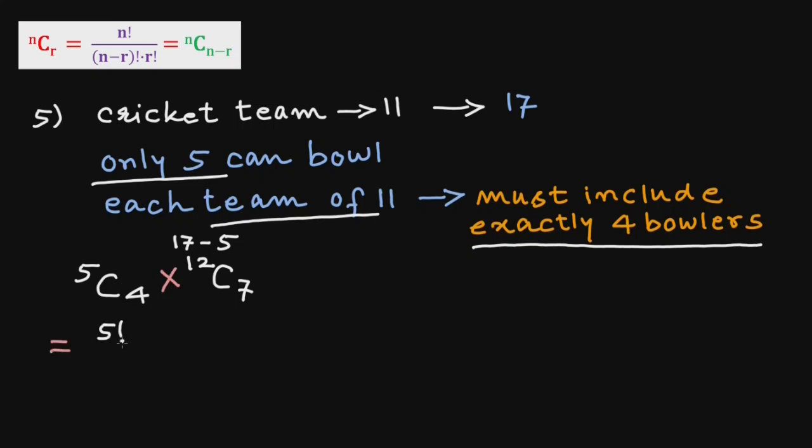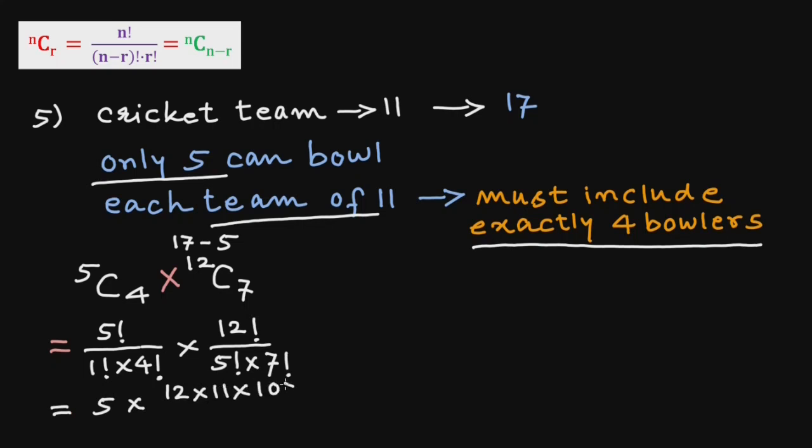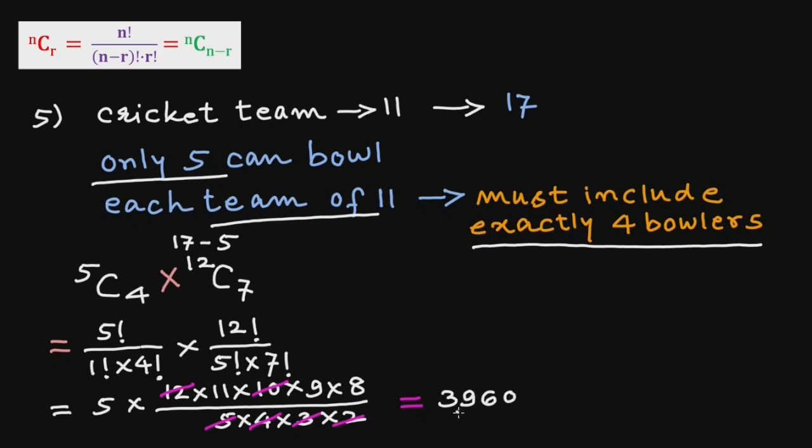which will be 5 factorial upon 1 factorial into 4 factorial multiplied by 12 factorial upon 5 factorial into 7 factorial. 5 multiplied by 12 into 11 into 10 into 9 into 8 upon 5 factorial, which is 5 into 4 into 3 into 2. 5 2s are 10 and 4 3s are 12. The remaining multiplication works out to be 3960. So this many number of ways this particular cricket team can be selected.